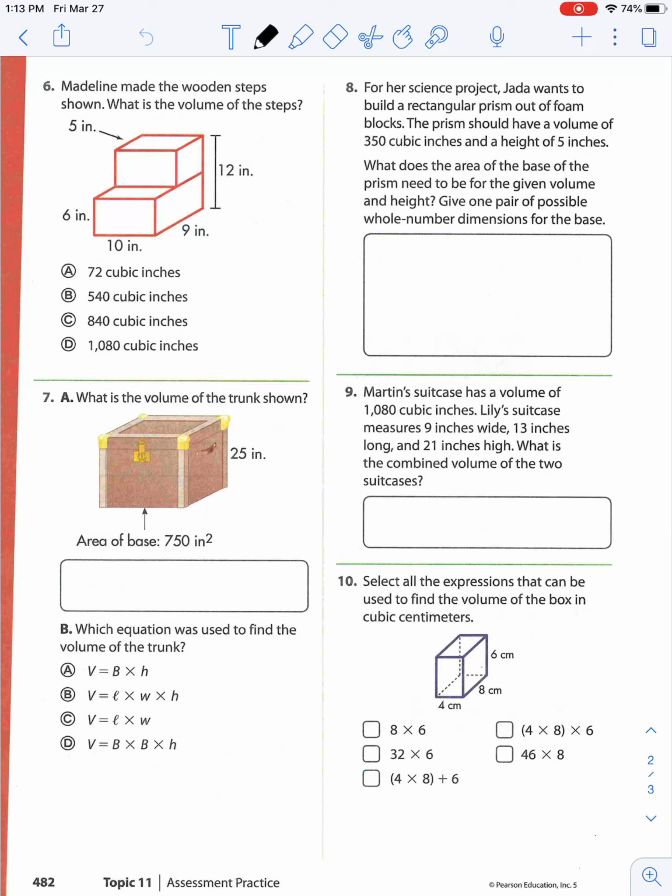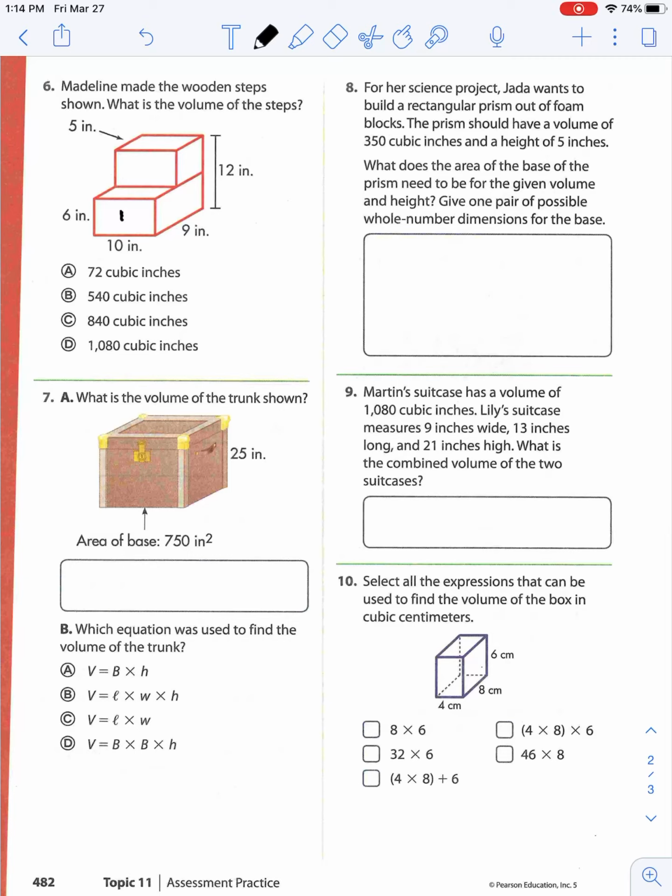Madeline made 2 wooden steps shown. What is the volume of the steps? Okay, well, I see that we have 2 rectangular prisms, one there and one there. And we just need to find the volume of both of them and then add them together. The bottom one, let's start with that first.